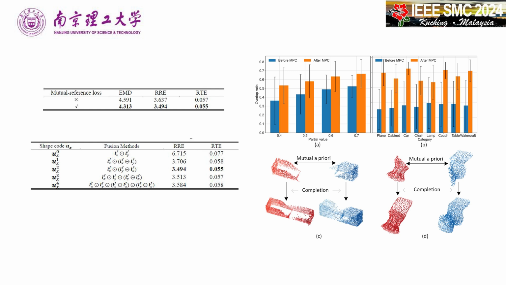Firstly, the MPC module can effectively increase the overlap rate for all the partial values and categories, and generally more than 15.0% improvement can be obtained for all the cases. Secondly, more improvement can be obtained especially for the low overlapping point clouds, such as 0.4 and 0.5 partial value, and both the overlap rate and standard deviation have been improved. Thirdly, C shows that the MPC module can complete the parts with very low or even zero overlap, and D shows MPC works for objects with nonlinear or relatively complex structures.